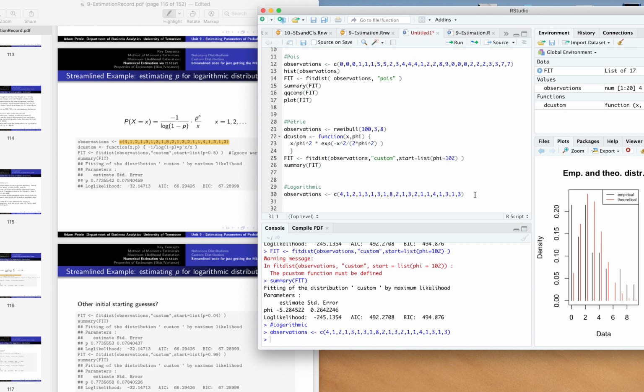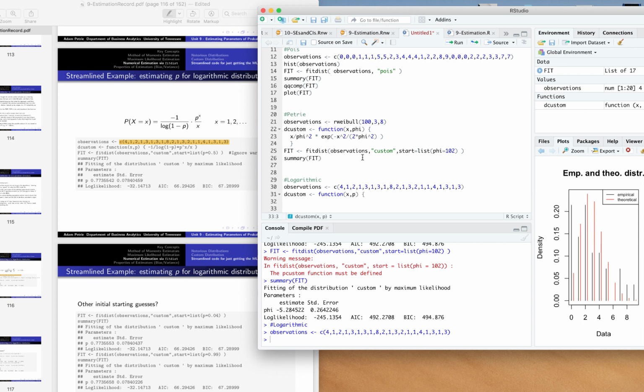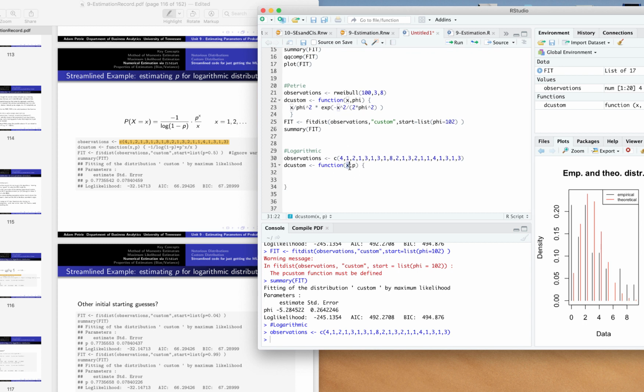Well, fitdist will help us out. I'm going to always call these custom distributions just dcustom here. And in this case, I'm just going to type out dcustom <- function(x, p). First argument's always x. Second argument is going to be just whatever the placeholder is for that unknown parameter you're estimating, p in this case. If there's more than one parameter, we just add in additional arguments. So transcribe now, inside the curly brackets, our formula. So minus 1 over the log of 1 minus p times p raised to the x over x.